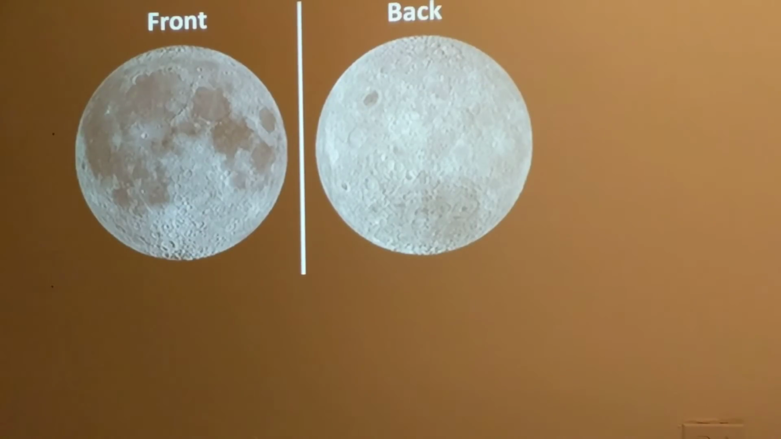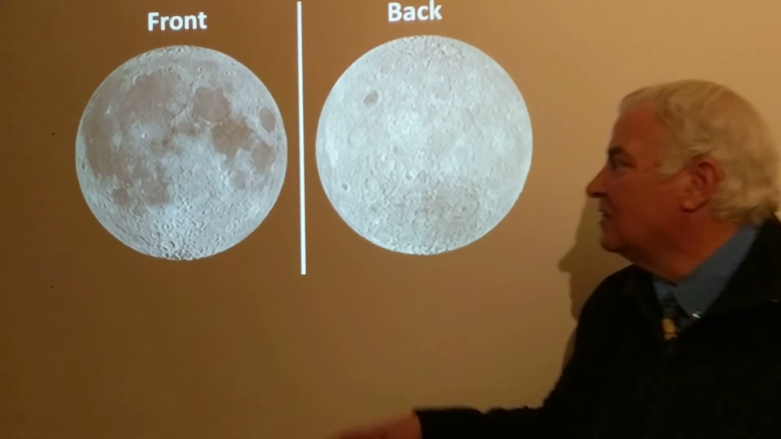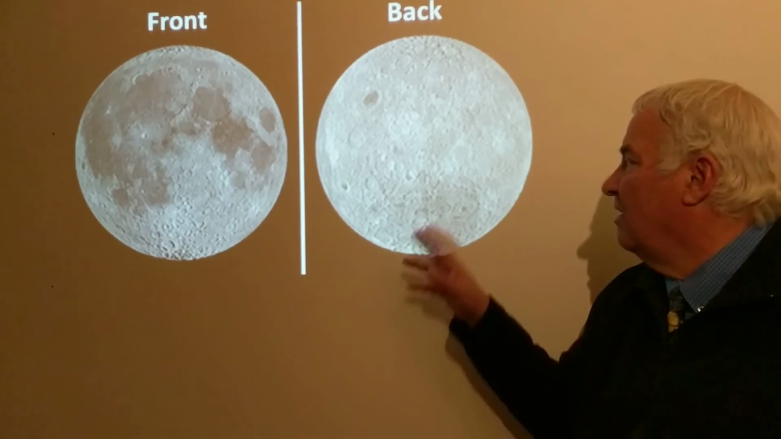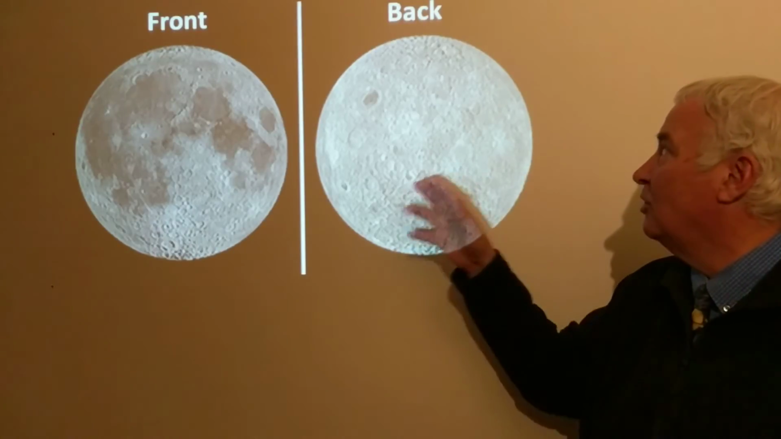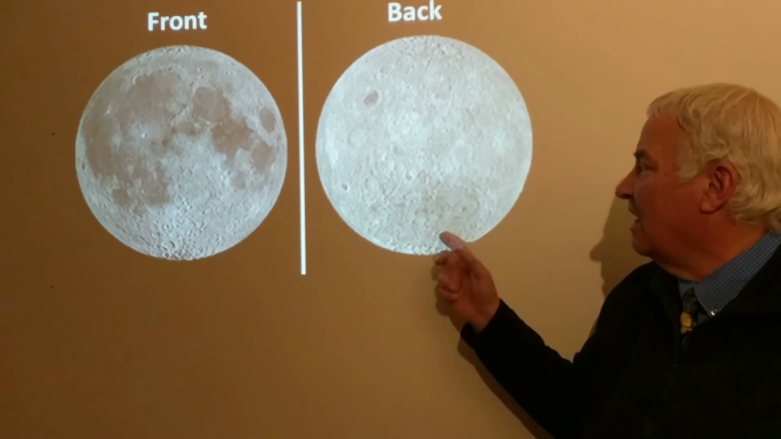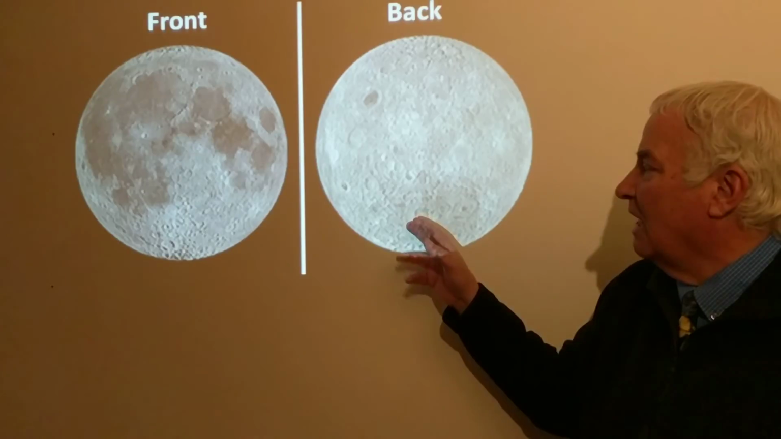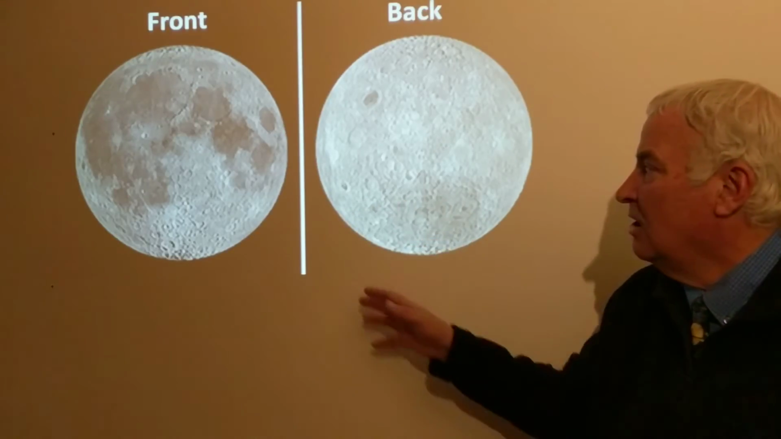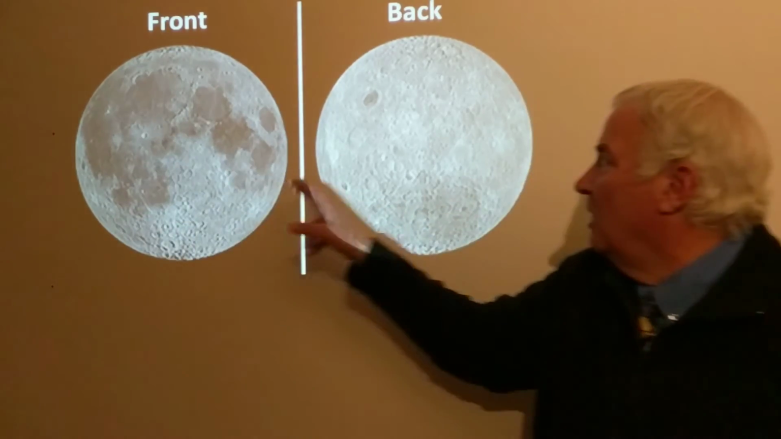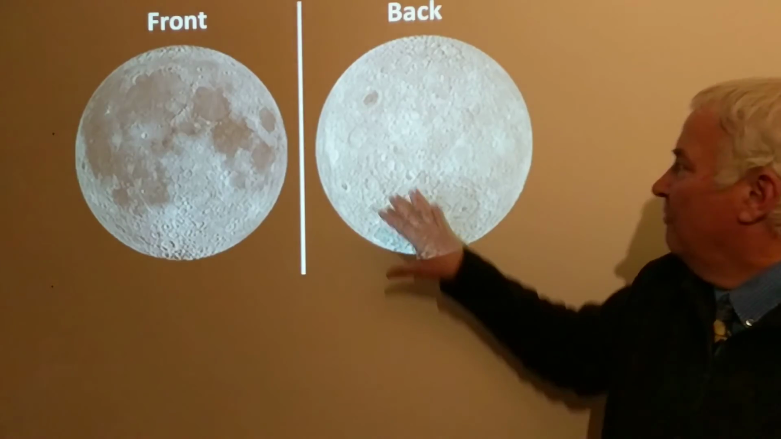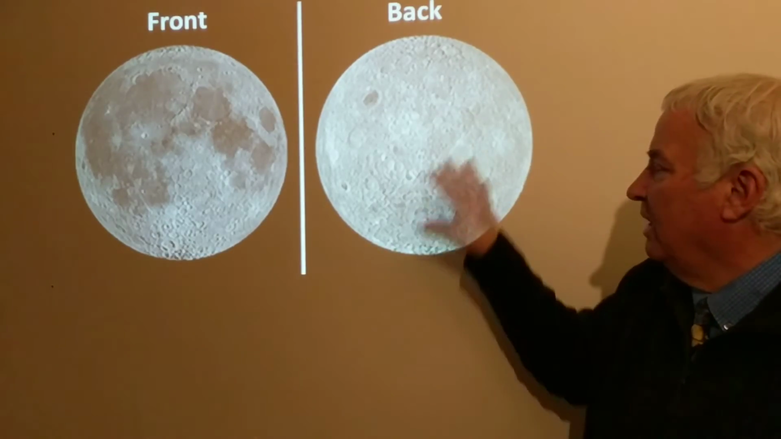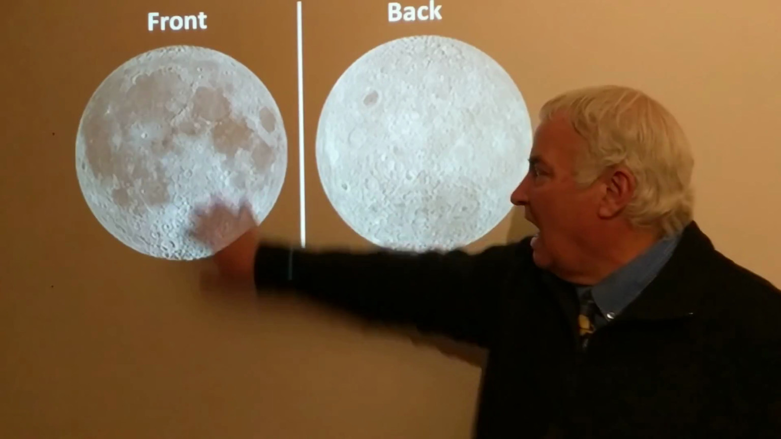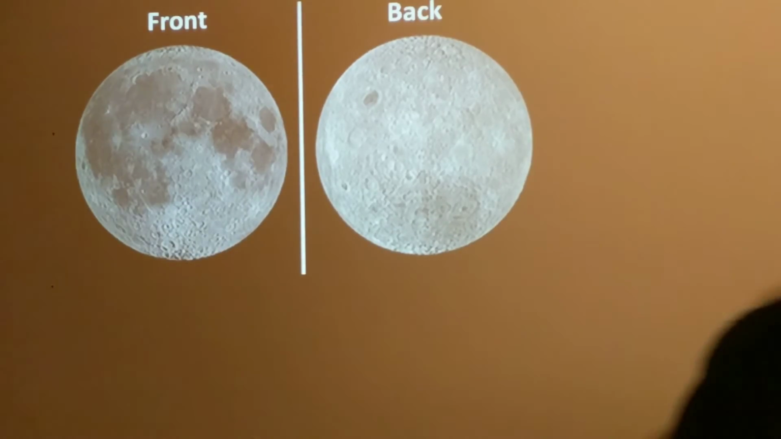If we look here at the interesting thing that nobody ever saw before the spacecraft first were able to orbit around the back side of the moon and see what it looked like, there is a very big difference. We see the Maria are mostly on the front, very few on the back, and very heavily cratered regions on the back that look a lot like just the highlands on the front.